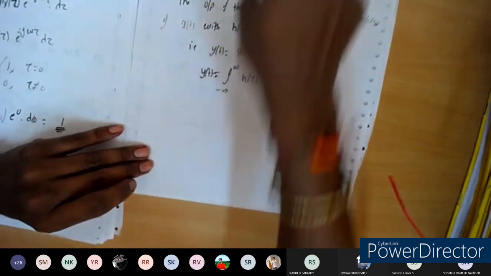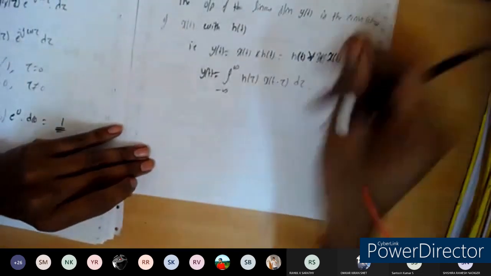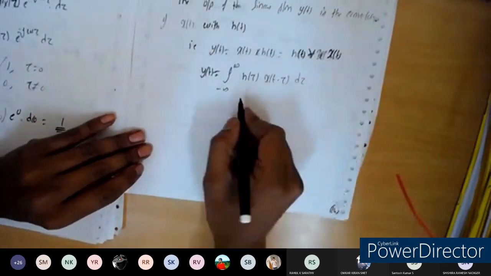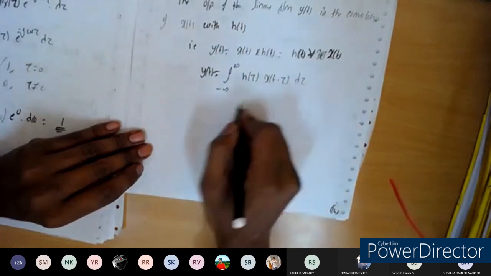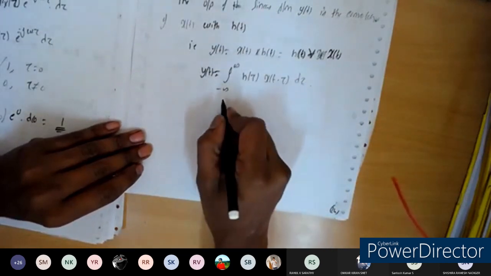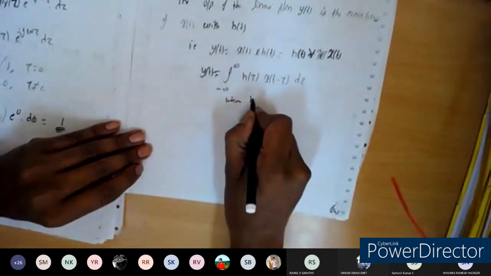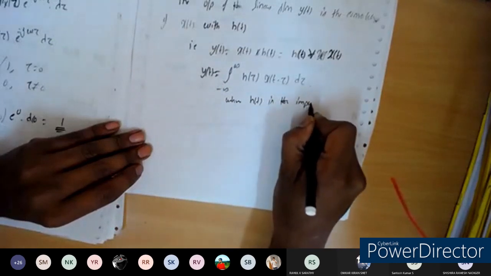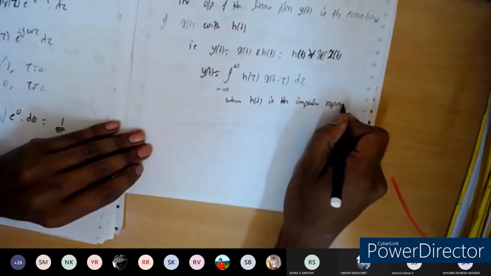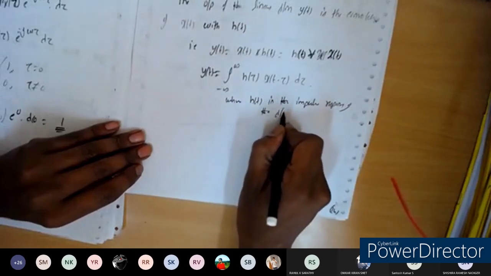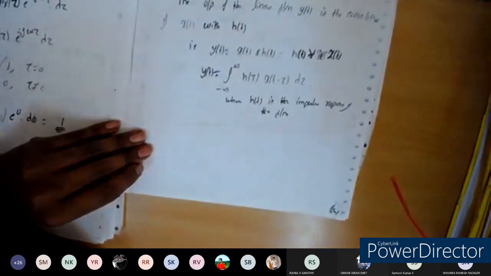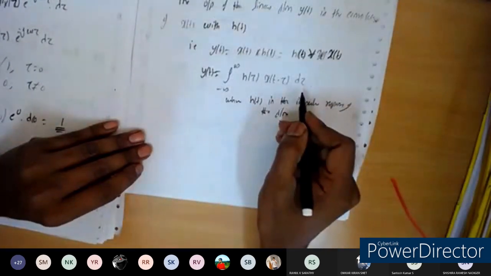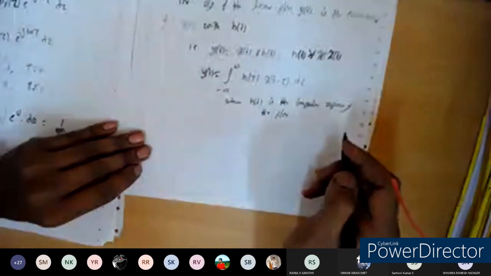Also, the convolution satisfies the commutative property, so we can write it like this. This is a convolution integral, where h of t is the impulse response of the system. In the last class we had taken up to this point. Now h of t is nothing but the impulse response of the system.